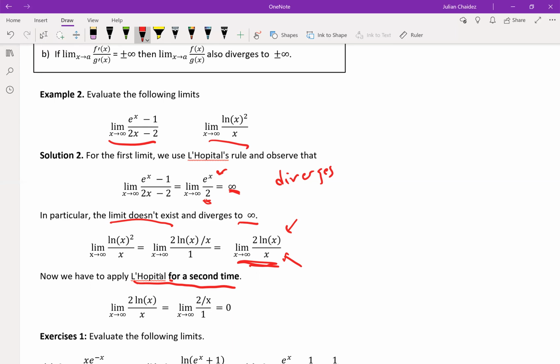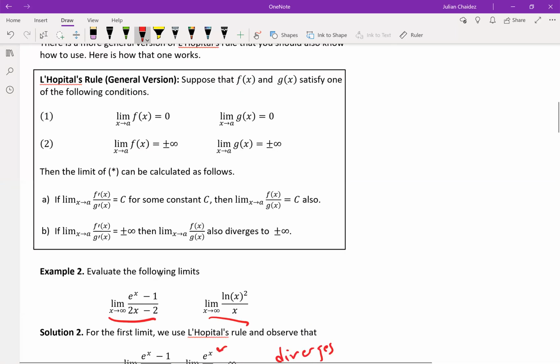And the limit of that as x goes to infinity is clearly 0, because that's equal to 2 divided by x, and clearly 2 divided by x goes to 0 as x goes to infinity. So these are two examples of L'Hopital in action in this more general incarnation.